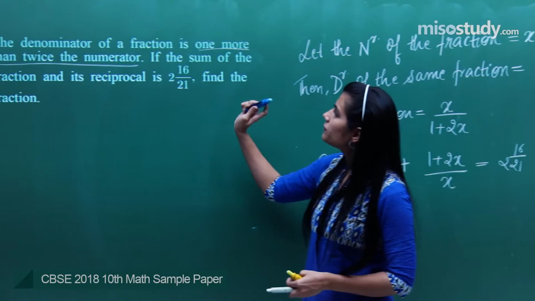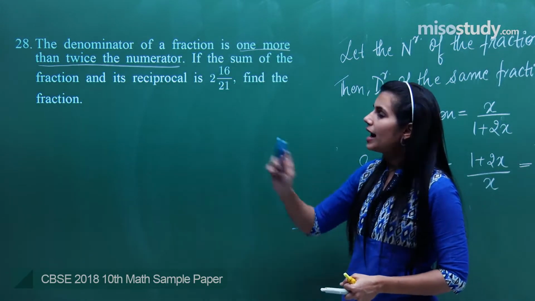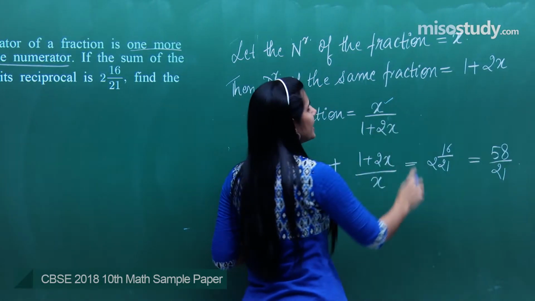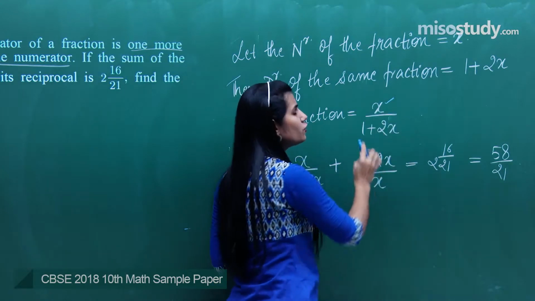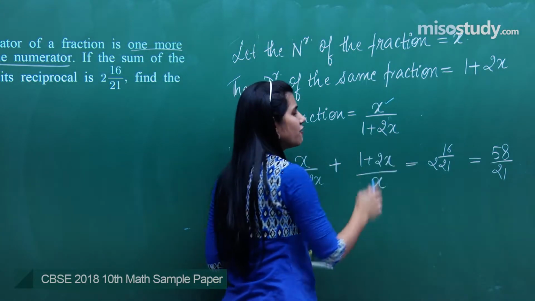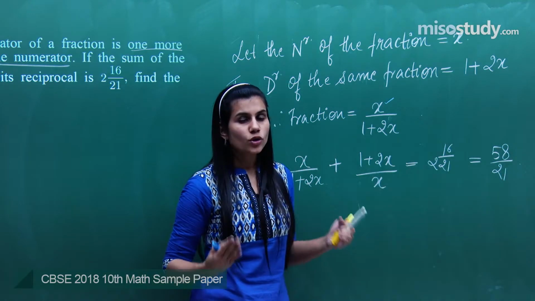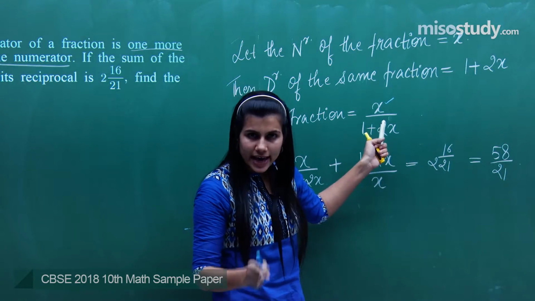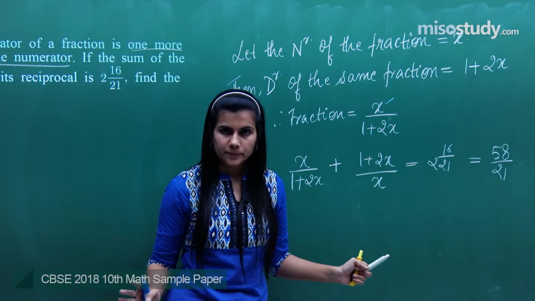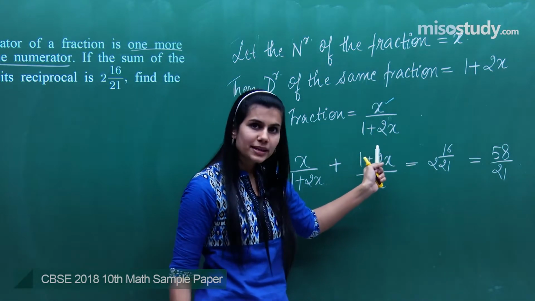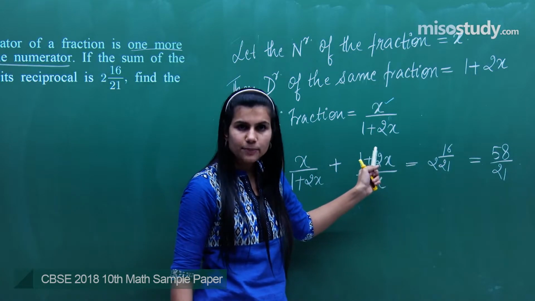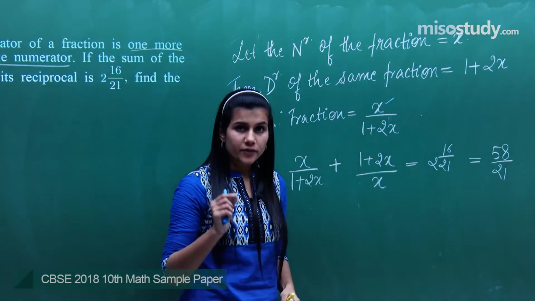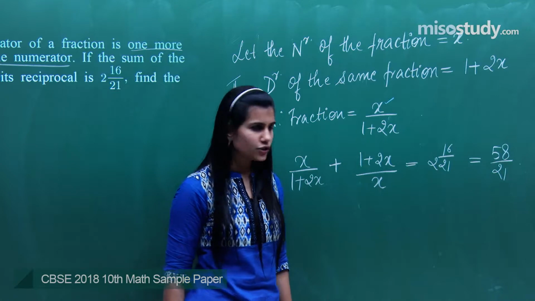The question is saying if this is the scenario with the fraction, then find the actual fraction. Now understand, if only I am able to find x, that means the numerator of this fraction, I will have my denominator as well, because the denominator is also dependent upon x. So, if I just focus my attention on finding x, I am going to find my entire fraction. The moment I have x, I also have 1 plus 2x. Therefore, I have x upon 1 plus 2x. That means I have my fraction. So, let's find out the value of x and hence find out the value of the fraction.